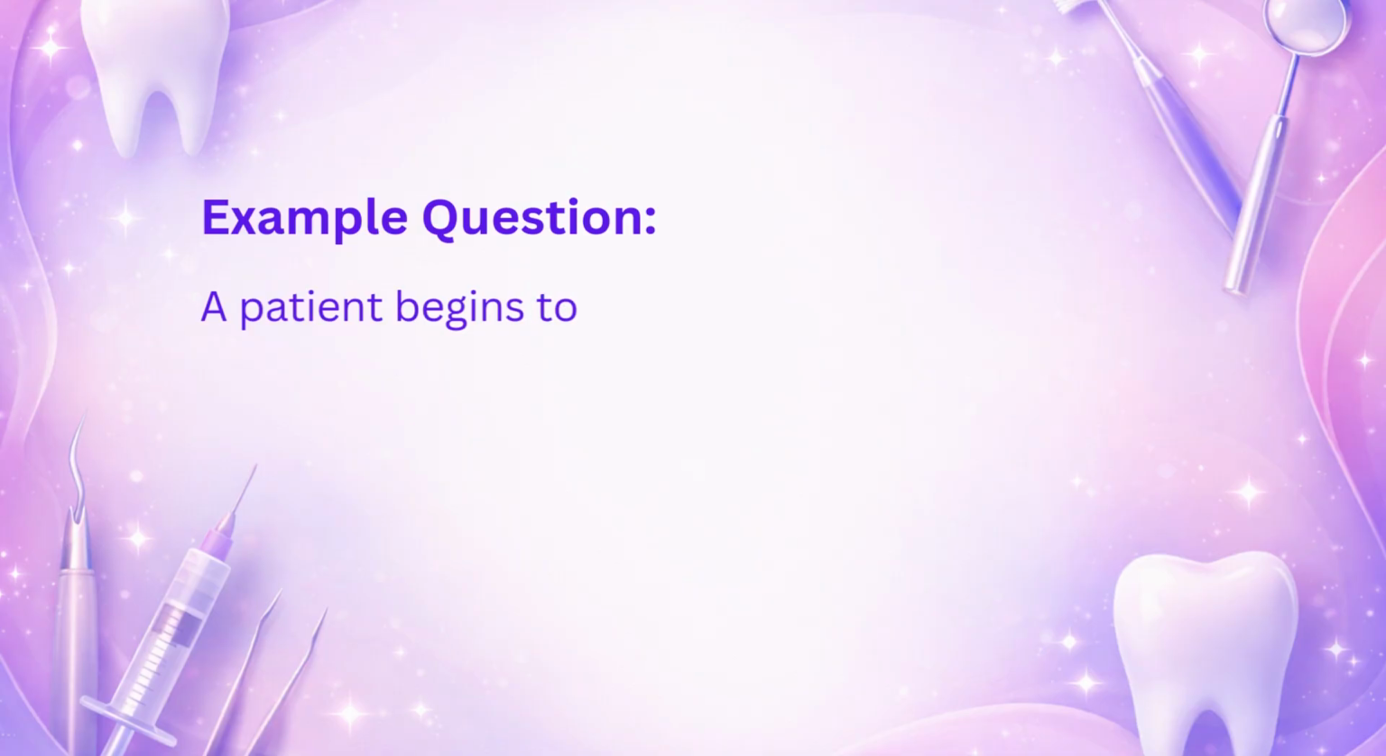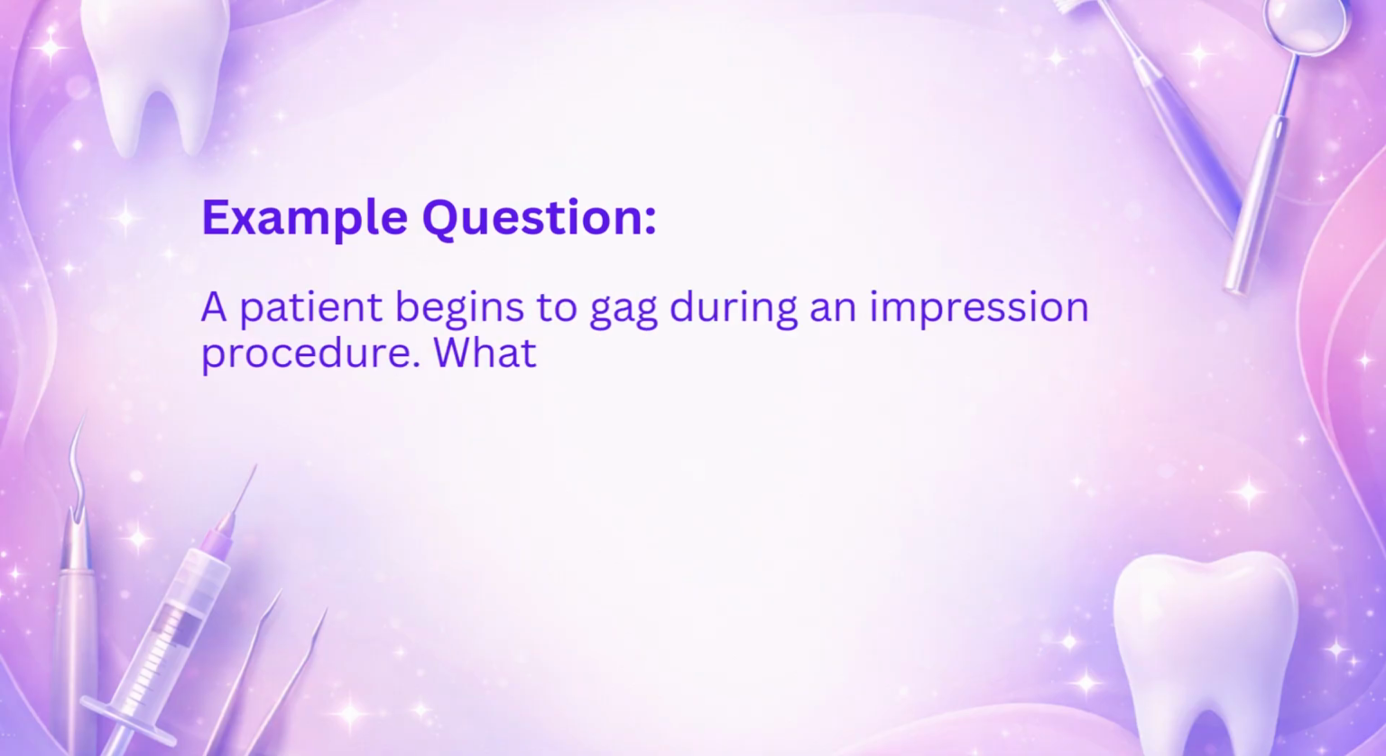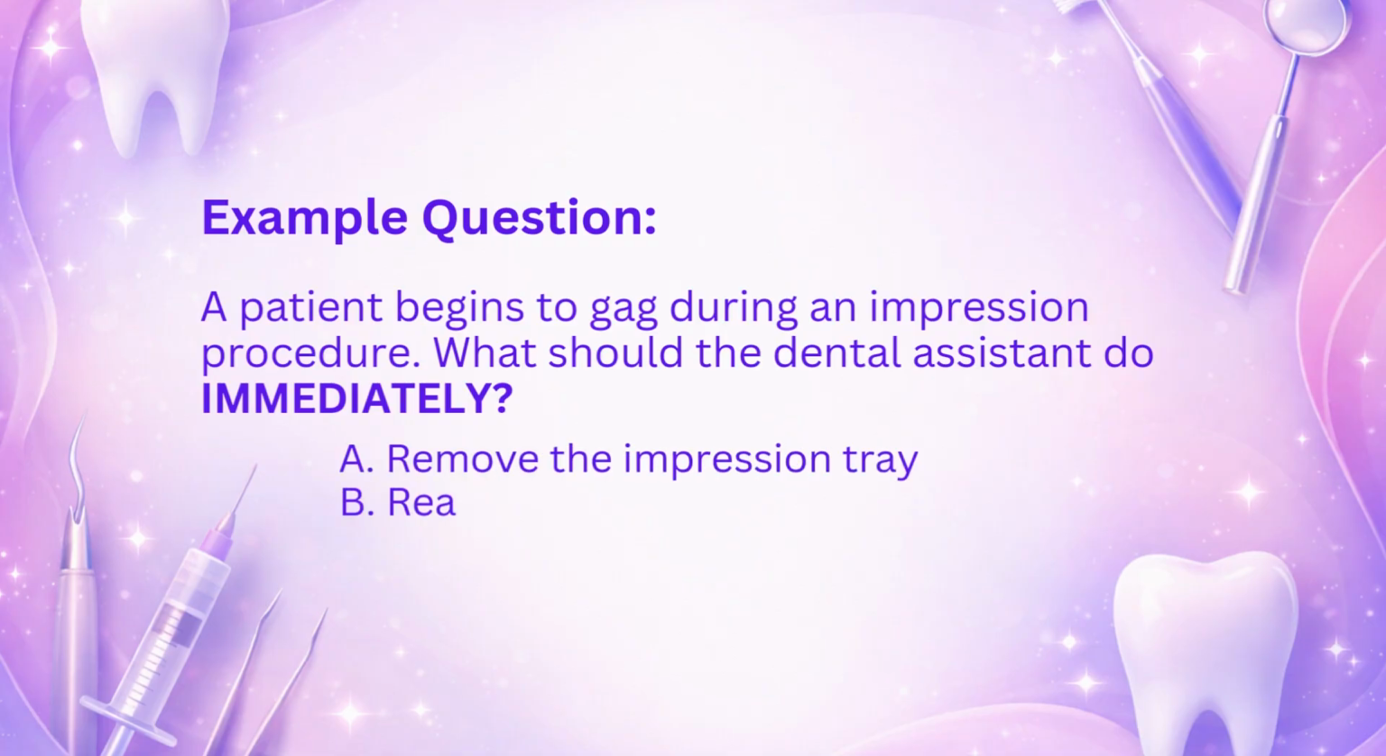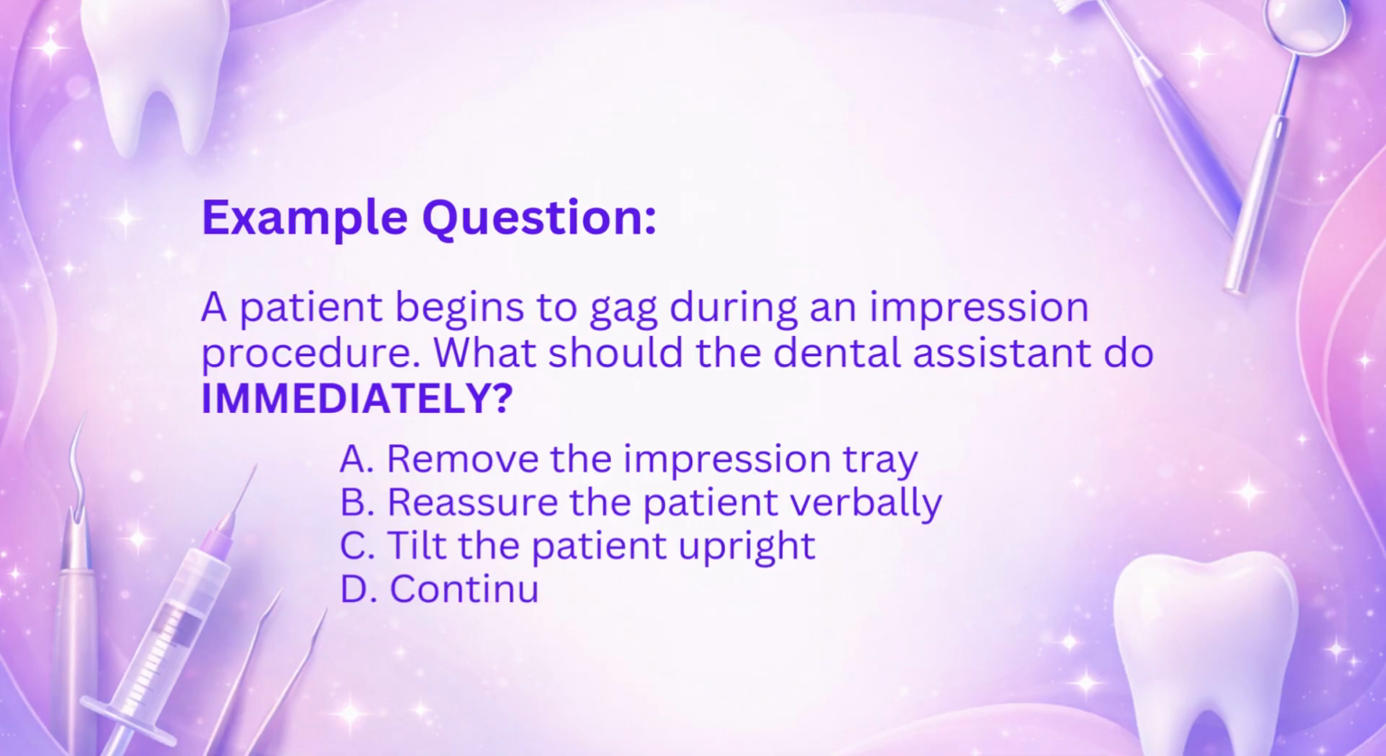Okay, one more question for GC. Question: a patient begins to gag during an impression procedure. What should the dental assistant do immediately? A, remove the impression tray. B, reassure the patient verbally. C, tilt the patient upright. D, continue the procedure quickly.